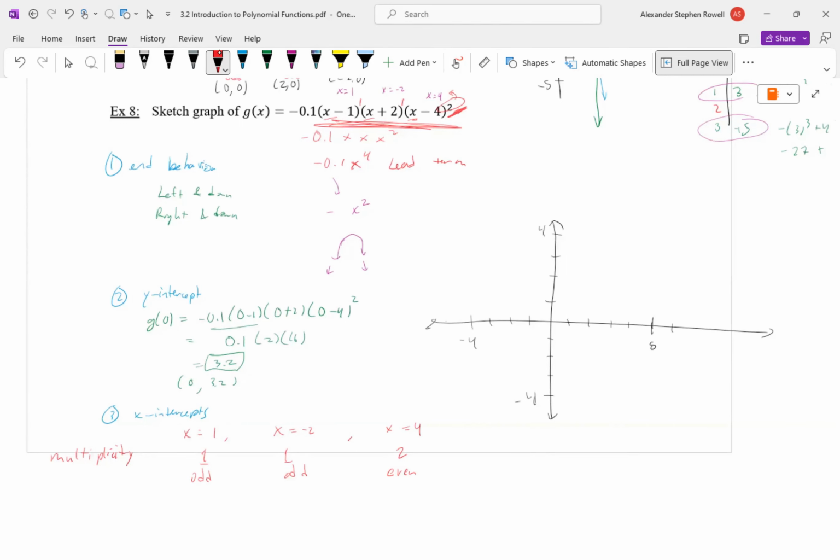The zeros are negative 2, 1, and 4. My y-intercept is 3.2. And my end behavior is left and down, right and down. Can we imagine what this looks like? Probably something like this.